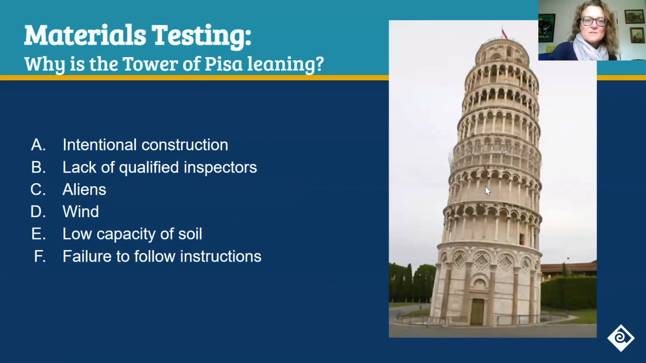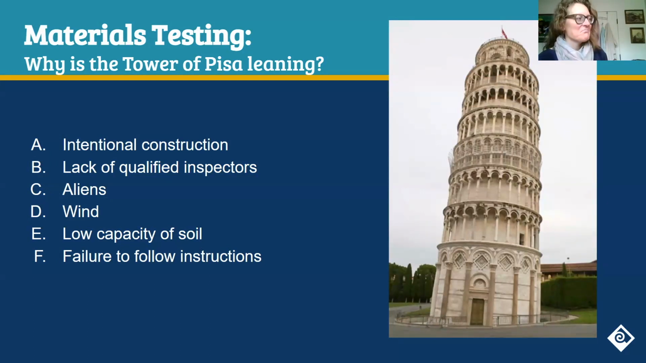So we're going to move into talking a little bit about another part of our program that's materials testing. So we probably are all familiar with the Tower of Pisa, but do you know why it's leaning? D and E. So why is this tower not straight up and down? Why is it leaning? We have D and E, I think, as some guesses here. Wind and low capacity of the soil. C, aliens.